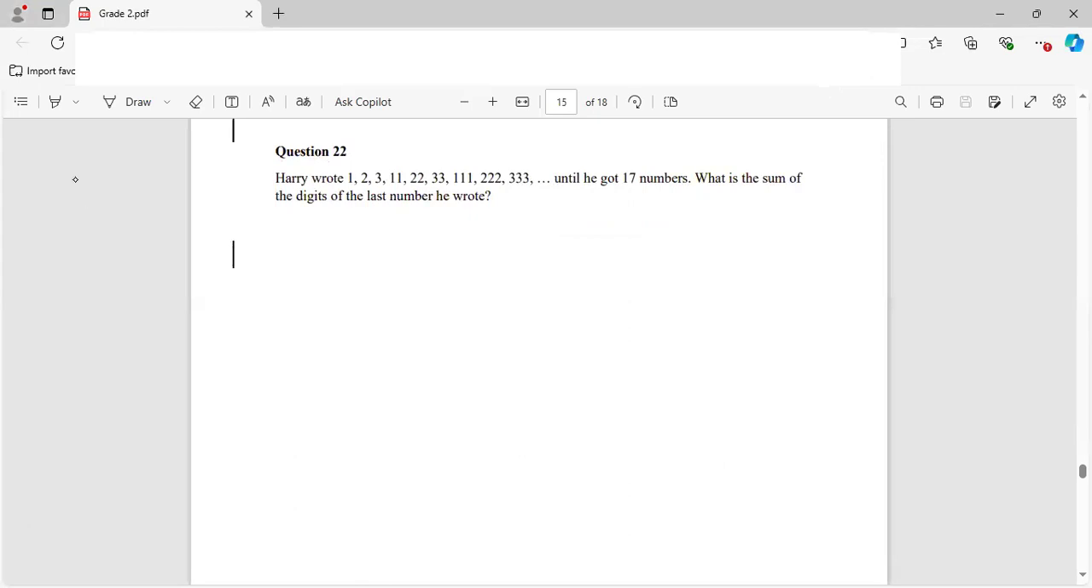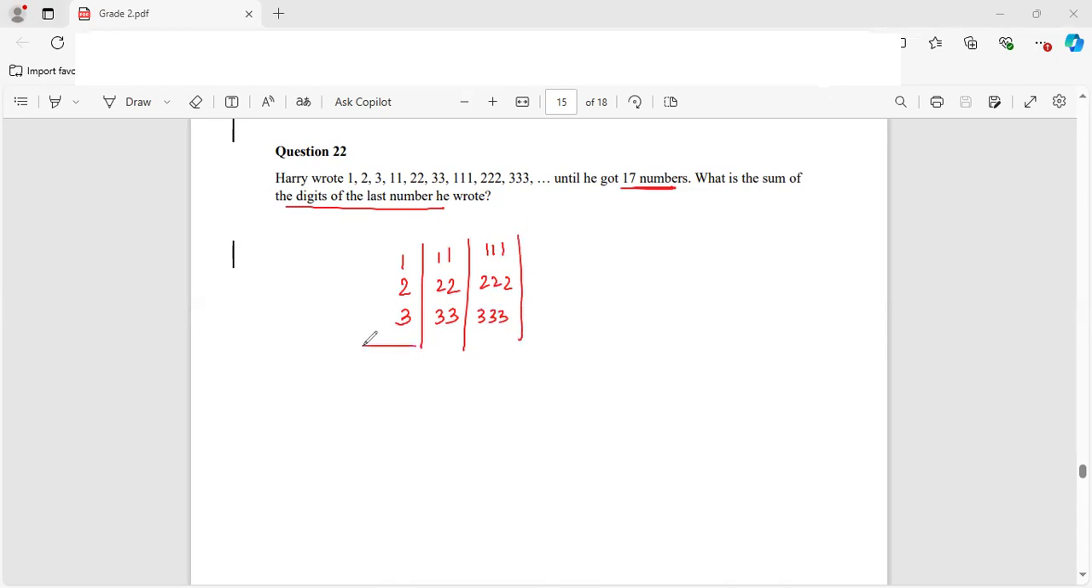Question number 22. Harry wrote 1, 2, 3, 11, 22 until he got 17 numbers. What is the sum of the digits of the last number he wrote? So Harry is writing 1, 2, 3, and then he's writing 11, 22, 33. Then he's writing 111, 222, 333.